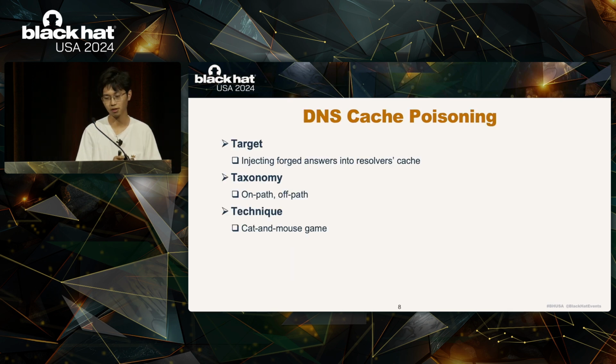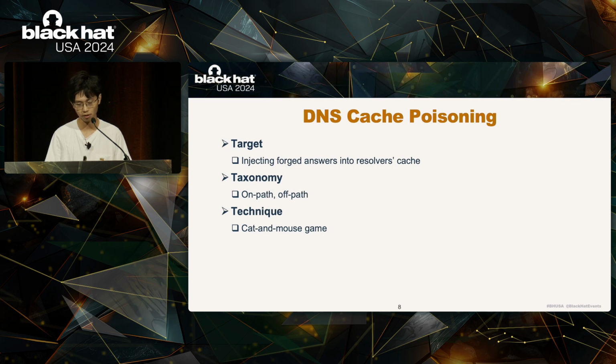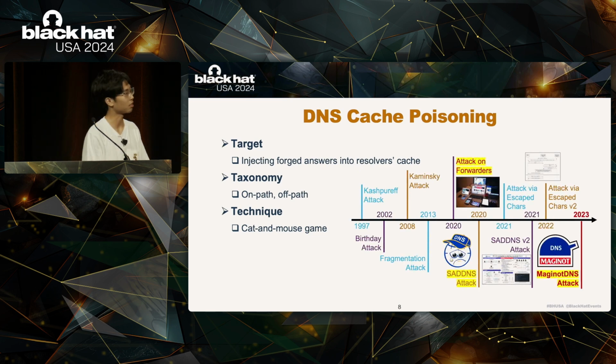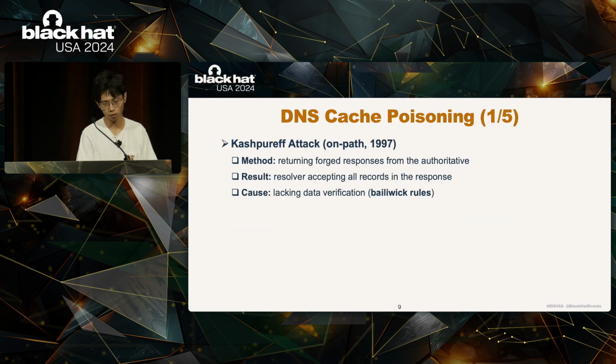To inject a forged answer, there are two ways: the on-path way and the off-path way. The on-path attacker can observe the network link and return a response directly, while the off-path attacker needs to guess the TXID and the source port, these identification fields. And DNS cache poisoning is just like a cat and mouse game. After some attack disclosures, new attacks have been continuously developed as the timeline goes. So before introducing our attack, let's retrospect some legacy attacks on the timeline.